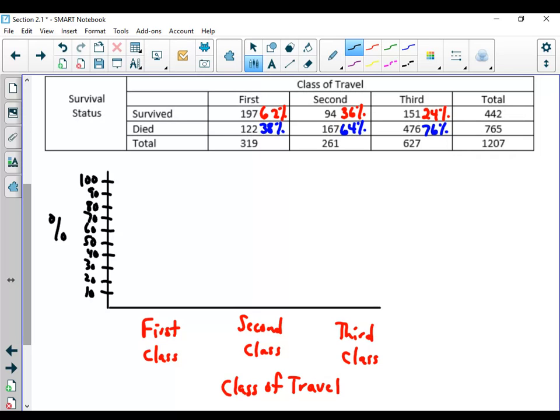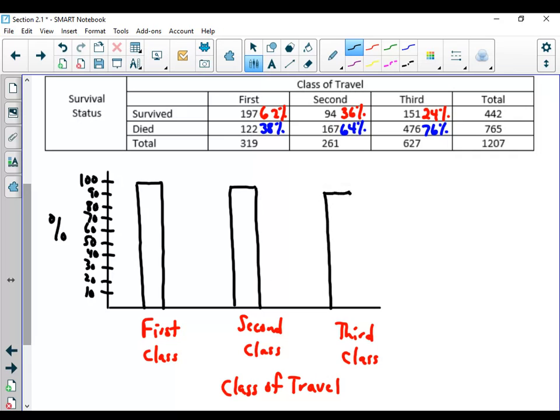The nice thing about segmented bar charts is initially I'm going to make bars that go up to 100% for all those categories, because I know all of them add up to 100. So I'm going to go to the first class here. I'm just going to make a full bar that goes up to 100. Same thing for second class, and same thing for third. So in a segmented bar chart, all our bars should have the same height initially.